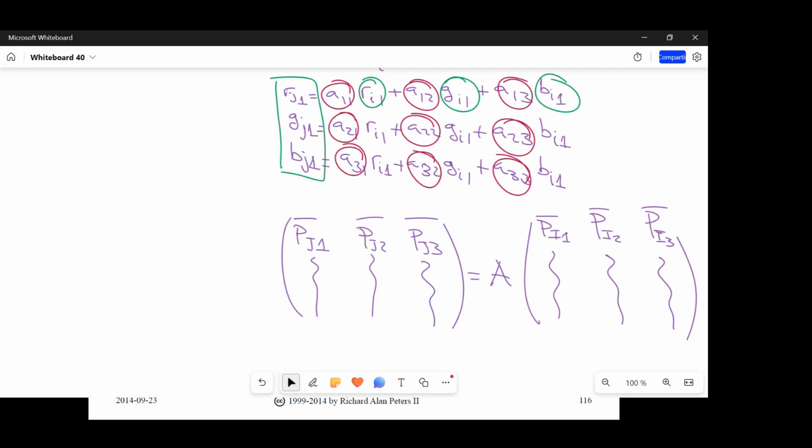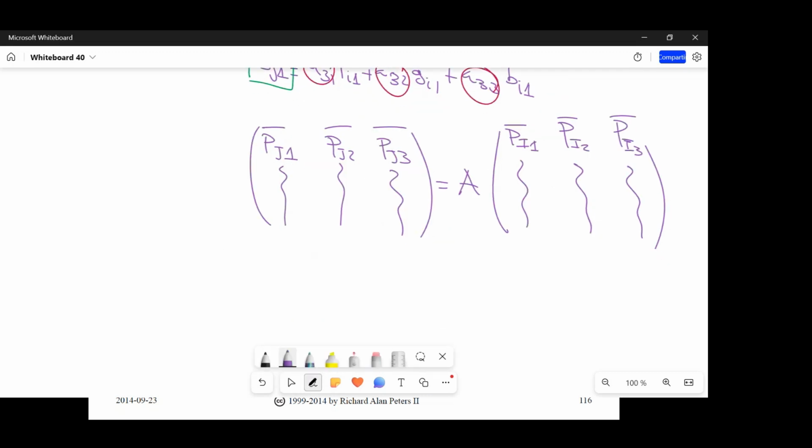So I can rewrite this in a more compact form. I can say this is Pj. Now it is not a vector, these are vectors, but if you put three vectors together, it is not a vector, it is a matrix. So I don't put the bar. So this is a matrix.